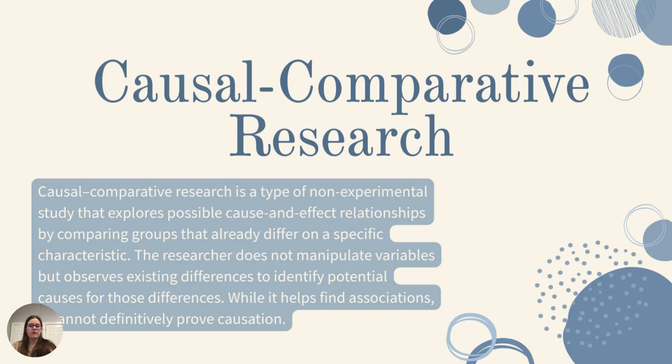So you might be wondering, what are we even talking about? So causal comparative research is a kind of like detective work in education. So we start by observing something that already has happened. So this could be something like a difference in test scores between two different groups. And then we are going to try to figure out why these differences might exist.